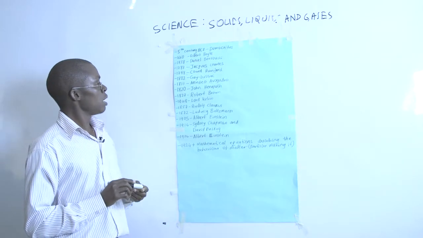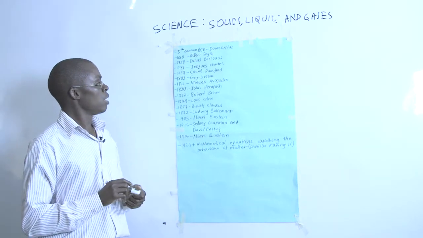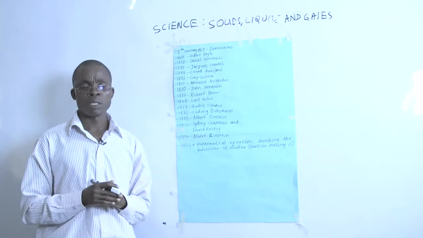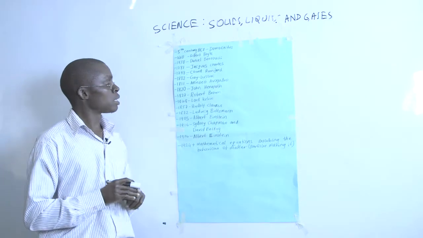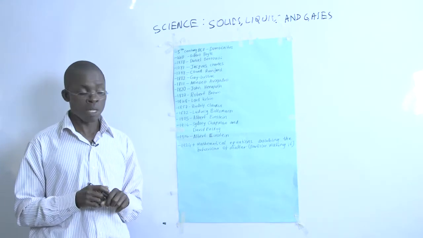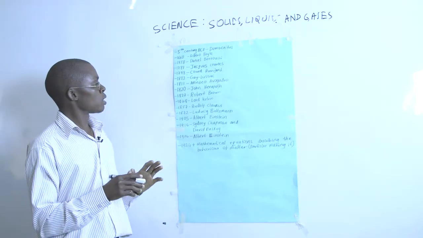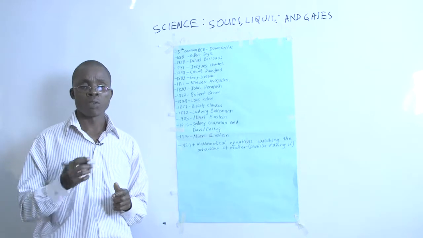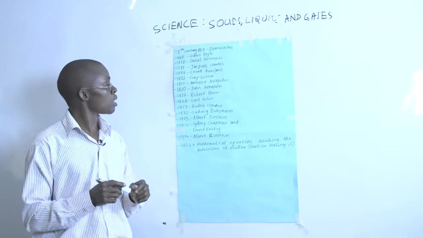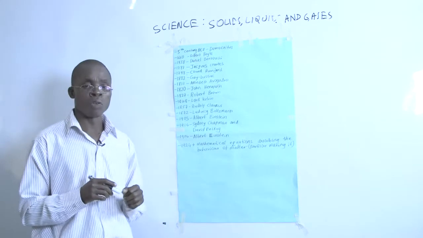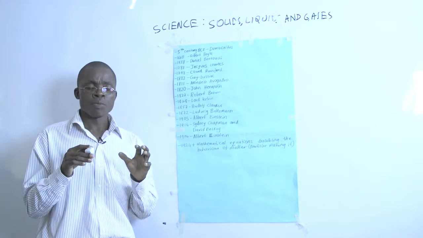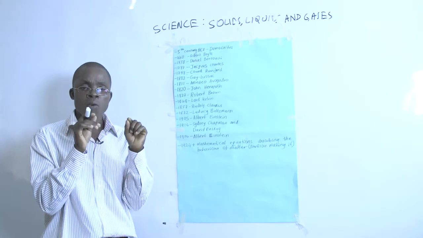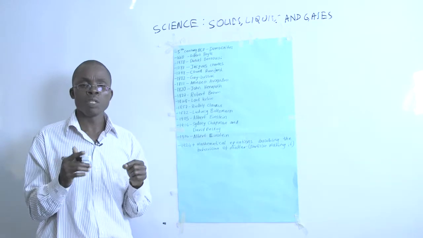The next scientist is Gay-Lussac. Gay-Lussac is commonly applied in chemistry. His principle is mainly applied in chemistry, whereby he talks about the number of particles in relation to volume. To him, for a particular volume, so long as it's maintained, the number of particles in that volume should always be the same.